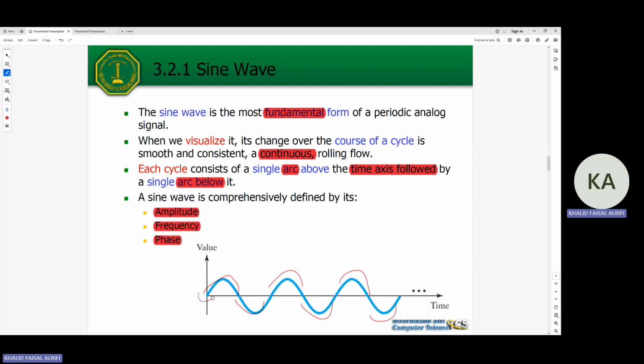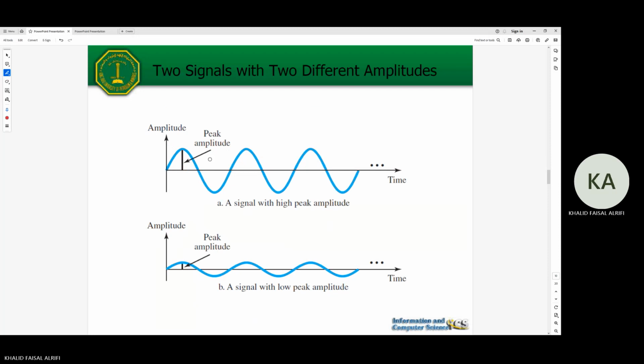The phase is the starting point relative to time 0. The frequency: from here to here is one hertz, and from here to here is another hertz, and so on. The amplitude is the length from the axis to the top of the sine wave, from either the top or the bottom. This is the peak amplitude. Here is the low peak amplitude, and here is the high peak amplitude.